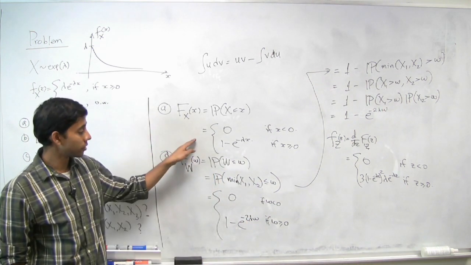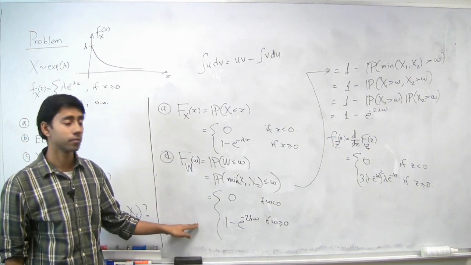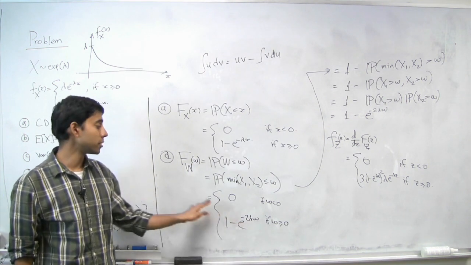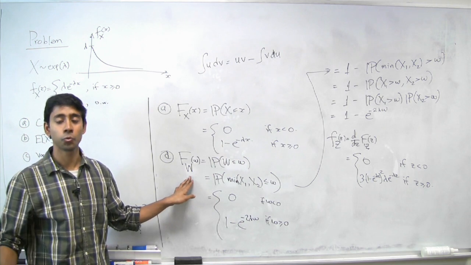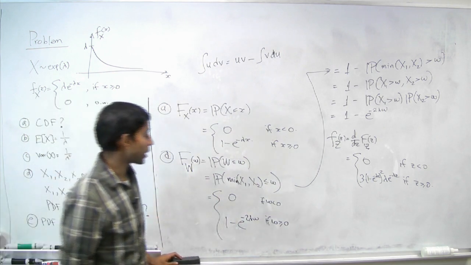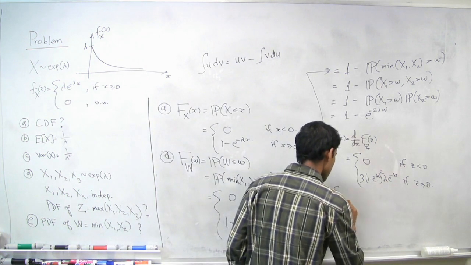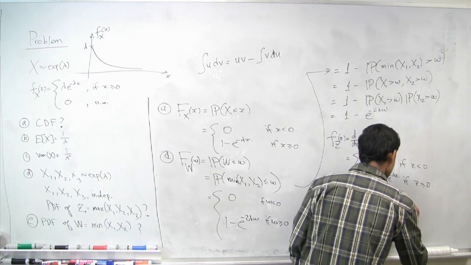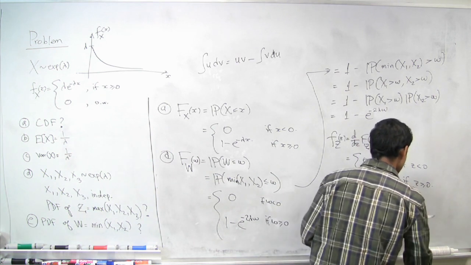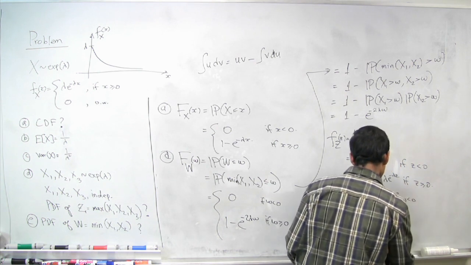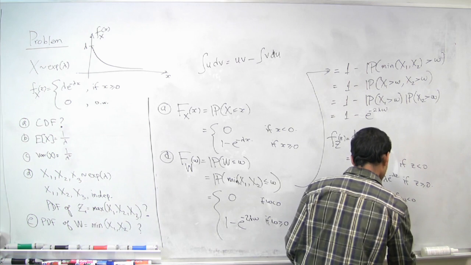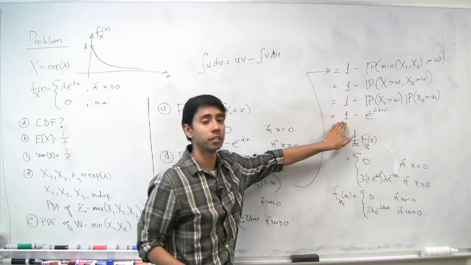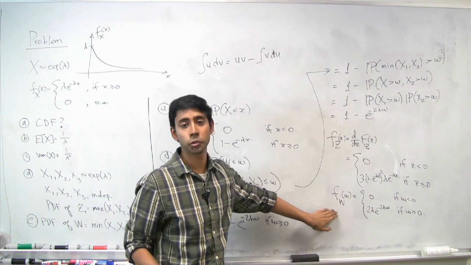Notice the similarity between this and this, right? The only difference is this has a 2 lambda in there. That means that w is an exponential random variable with rate 2 lambda. Okay, so then the PDF is just going to be an exponential, whatever it is for an exponential, except with rate 2 lambda. Okay, and you can also take the derivative of this and find that you get this.